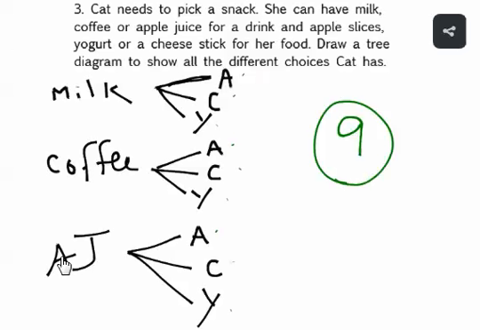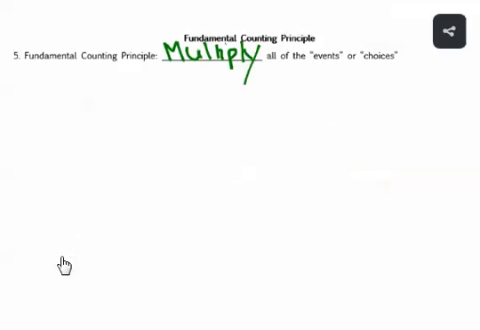So like on the cat problem, you would end up multiplying how many milk, coffee, juice, with the amount of snacks to get you that number 9. You won't have to do all the drawings.